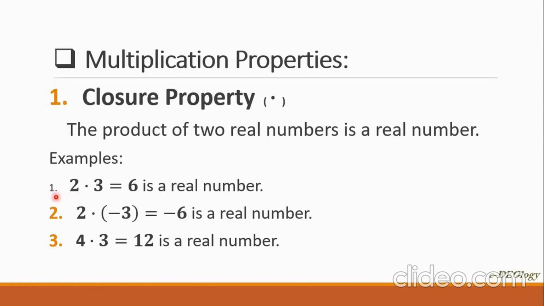Let's have this first example, 2 times 3 equals 6. And this number 6 is a real number. Another example, 2 times negative 3. The answer is negative 6. Again, this negative 6 is a real number. Third example, 4 times 3. These are real numbers that are being multiplied, and the answer is 12, and this 12 is a real number itself.